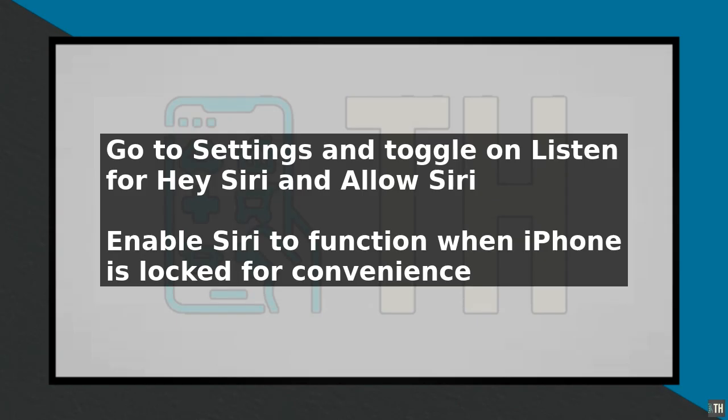Next, go back to the Settings app and select Notifications. Scroll down to the bottom and select Announce Notifications. Here, you can toggle on Announce Notifications and choose which apps you want Siri to read out notifications from.